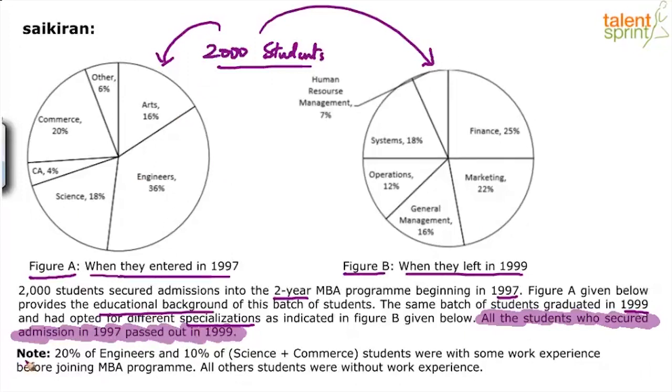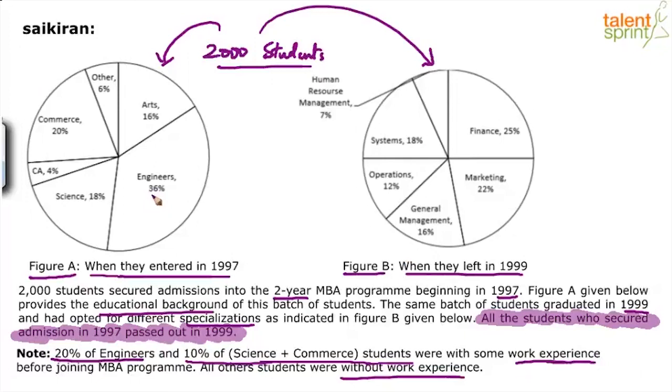But then there's one more point given here. It says 20% of engineers and 10% of science plus commerce students were with some work experience before joining the MBA program. All other students were without work experience. So he has brought in one more angle here, guys with work experience and without work experience, right? So who all were with work experience? 20% of engineers, and 10% of science and commerce students. Be careful. 20% of the engineers were the guys with work experience.